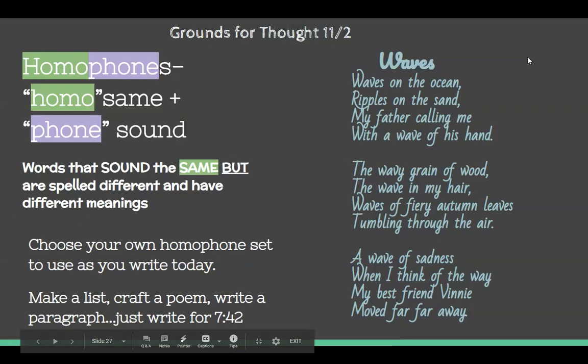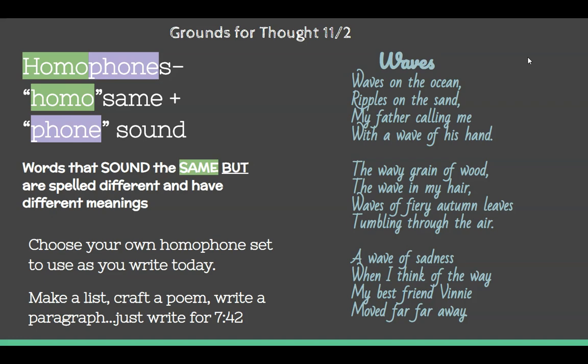Today we're going to continue our study of homophones and continue to play around with words that have the same sound but different meanings and different spellings. We're doing this because it's kind of fun to play with words, but it's also to show us the importance of making sure that we know the proper word to use at the proper time so that our meaning as writers is always clear, that we're always understood, and what we're trying to say is understood clearly.